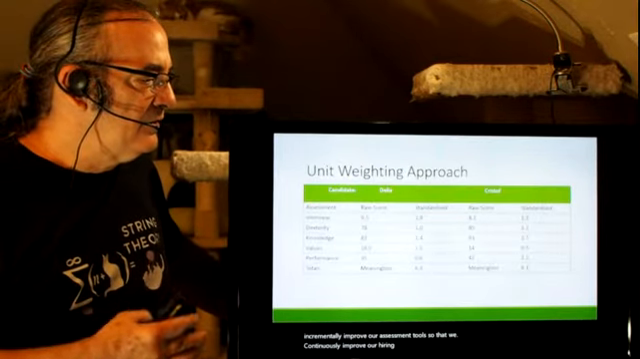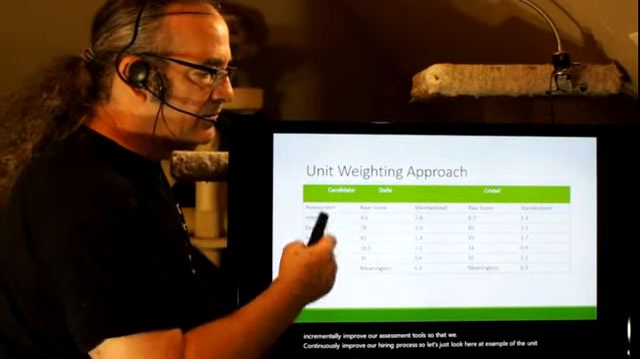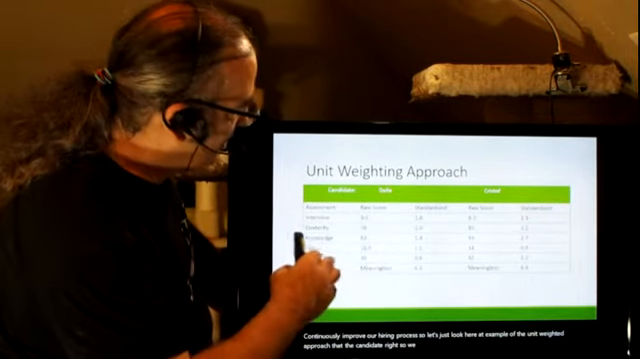So let's just look here at an example of a unit-weighted approach. The candidate, right, so we have Dahlia and Christoph, and what do we look at?